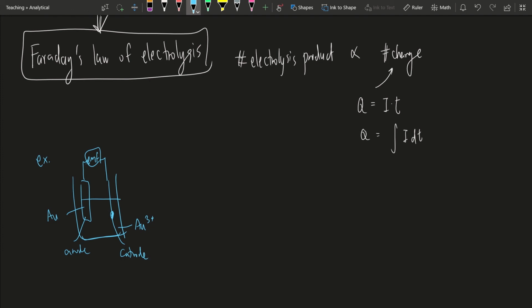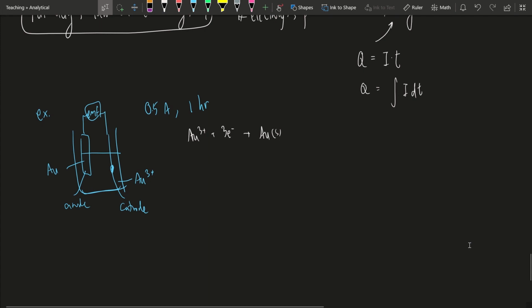Now let's calculate the amount of the gold that you're going to get if we apply 0.5 ampere current for 1 hour. First, what you need to know is the electrolytic reaction. So from gold 3+ to gold metal, you need 3 electrons, right? So this is actually gold 3+ plus 3 electrons, and you get gold as the solid. Now you want to use the factor label method or the stoichiometry. So let's do it.